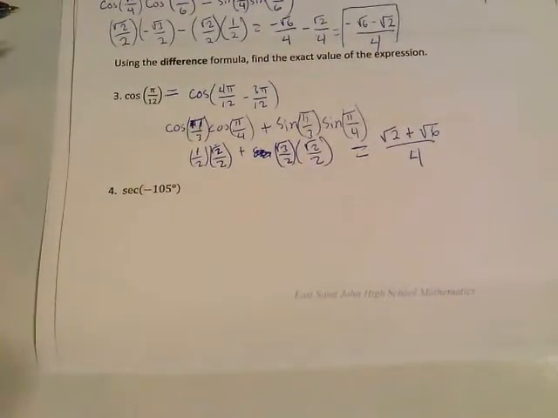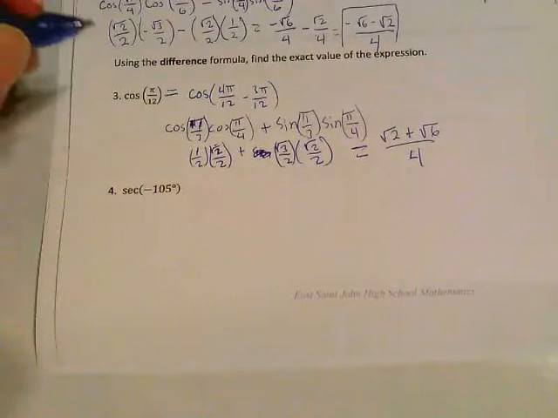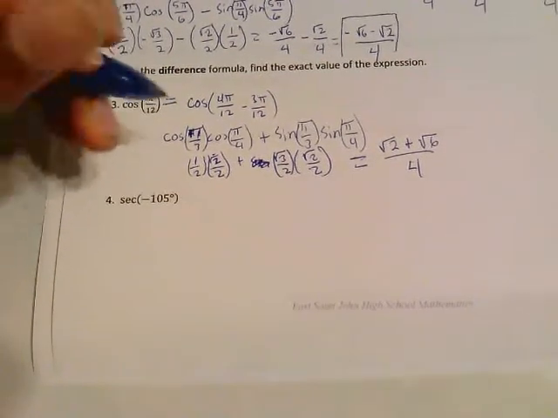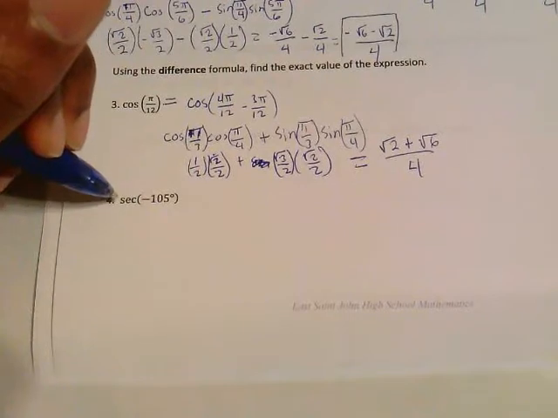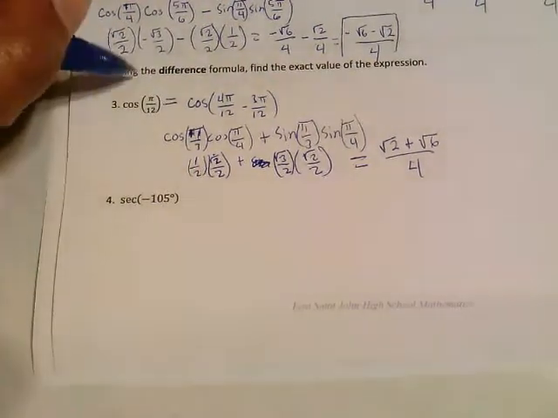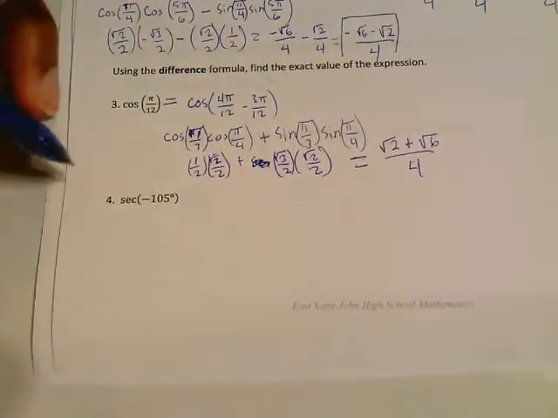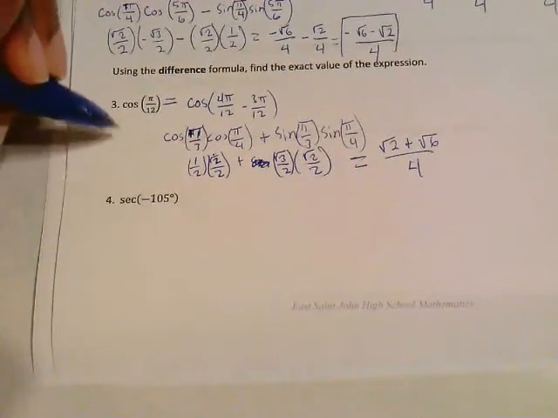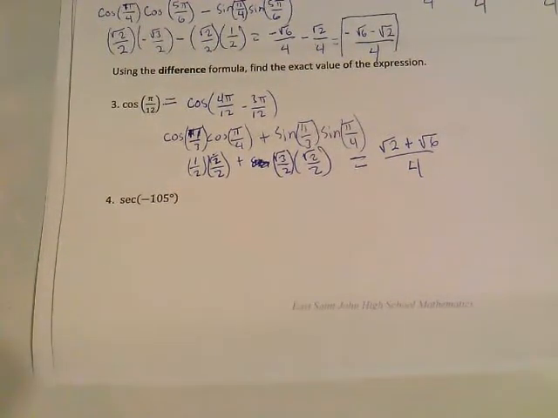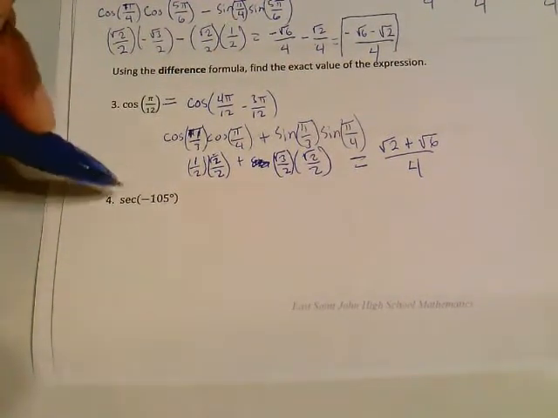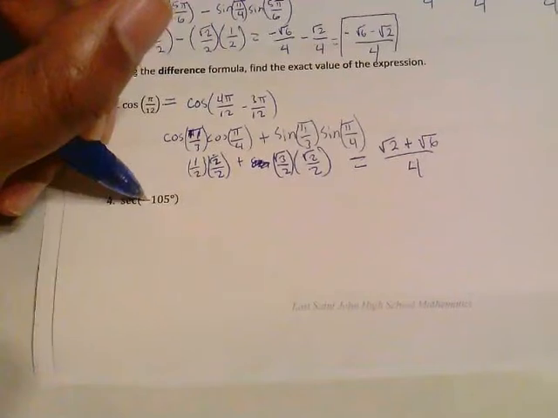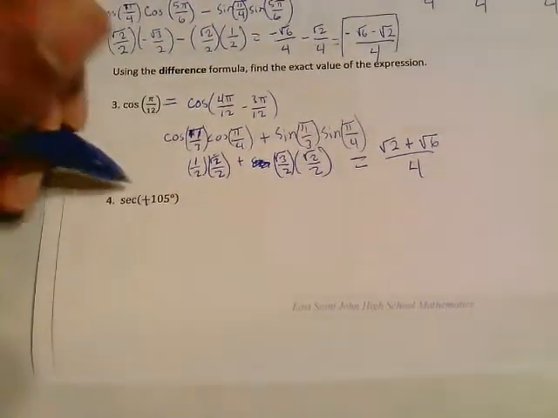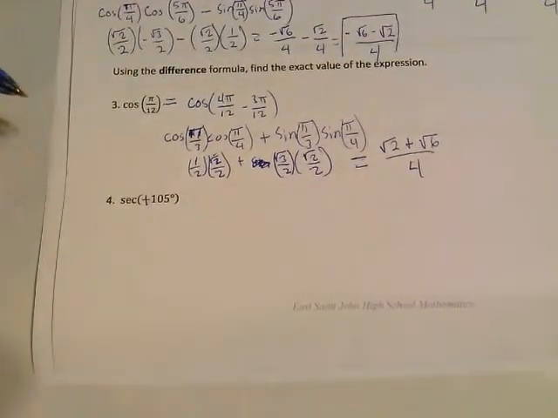Moving on to number 4, I'll go through this one just a little bit quicker because we have a negative value. Also, this one is in terms of secant instead of being in terms of cosine. So we're going to have to change it into cosine to apply our cosine formula. But also recall that secant is an even function. So when you have secant of a negative number, it's the same as secant of a positive number. So this equals the same as secant of 105.